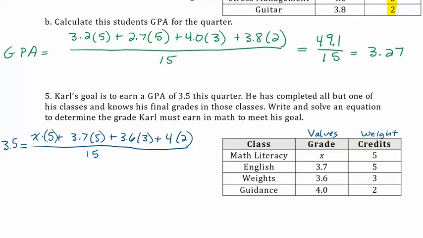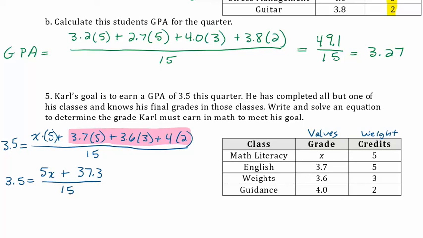All right, there are quite a few ways to tackle this from here, but I like simplifying things, so the first thing I'm going to do is compute this and see what I get. So 3.7 times 5, plus 3.6 times 3, plus 4 times 2 is 8. So we get 3.5 equals, now instead of writing X times 5, I'm just going to change that to 5x, which I can do by the commutative property. And all this stuff adds up to be 37.3, divided by 15.